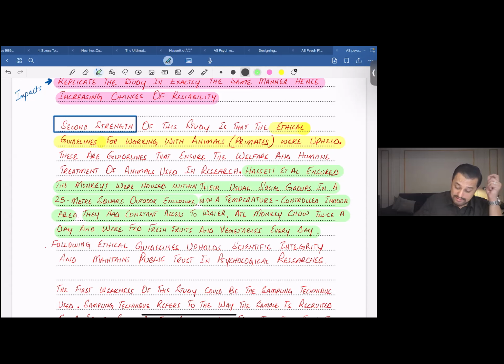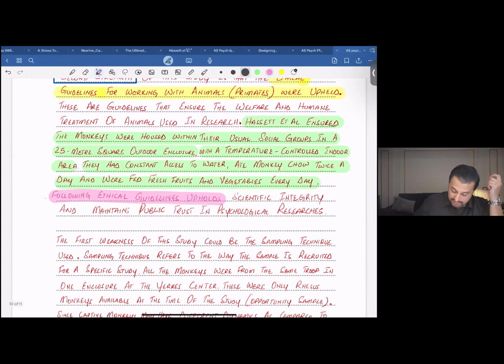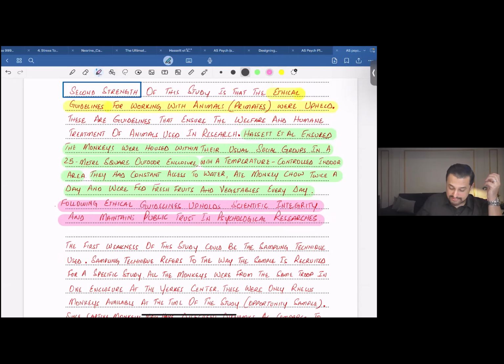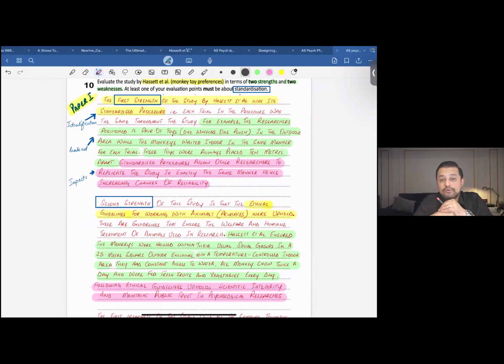Now, how is it that this is going to impact? Following ethical guidelines upholds scientific integrity and maintains public trust in psychological researchers. So again, you do see the exact same format being used. You know what? If you're someone who's looking forward towards a 10 on 10, especially if you're looking forward towards scoring in the top band, in the top level, the examiner also looks for how organized you were.